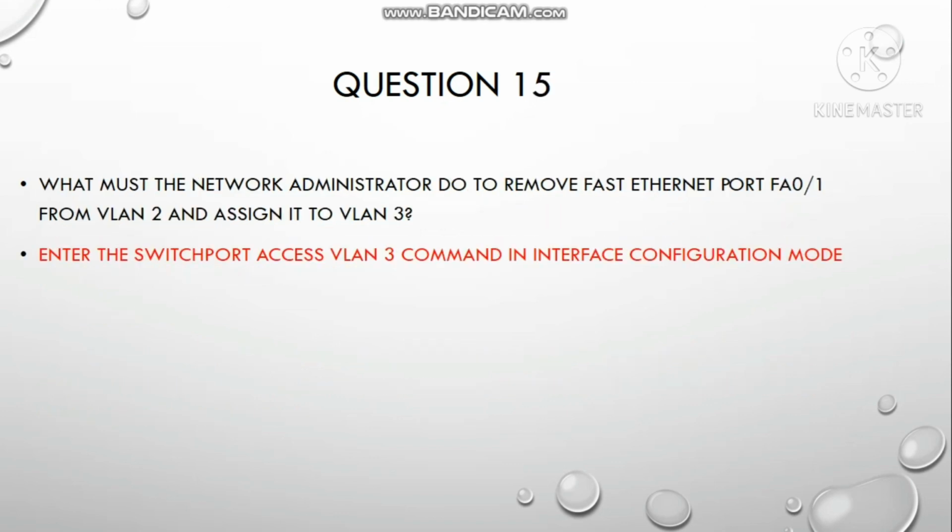Question 15. What must the network administrator do to remove FastEthernet port FA0/1 from VLAN 2 and assign it to VLAN 3? Enter the switchport access VLAN 3 command in interface configuration mode.